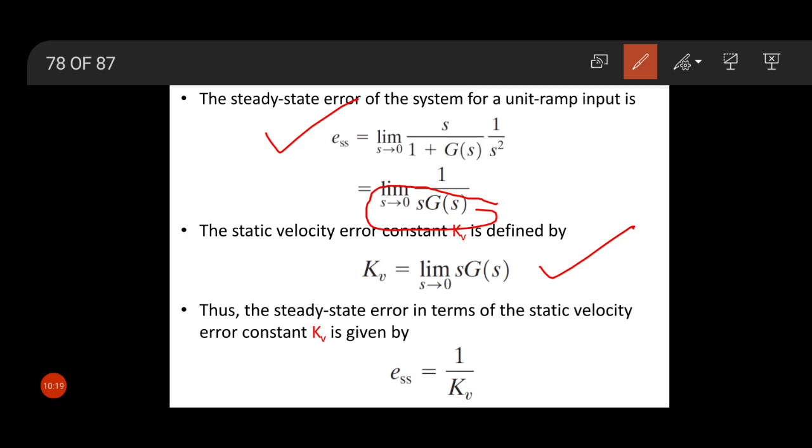So Kv is equal to limit s tends to 0 sG(s). So the steady state error in terms of static velocity error constant Kv is given by ESS equal to 1 by Kv.